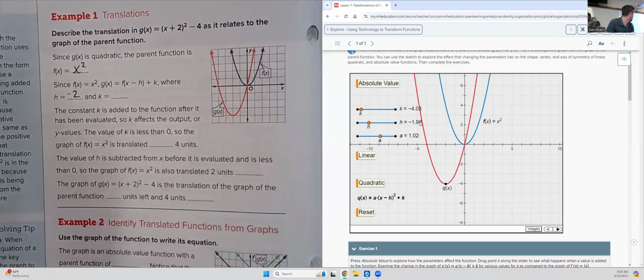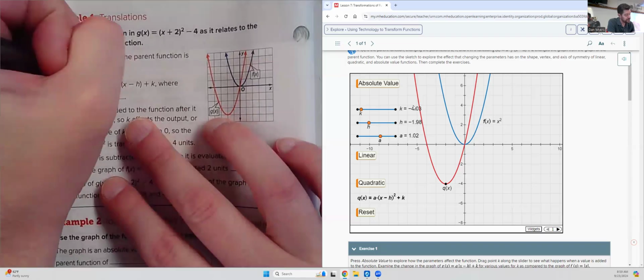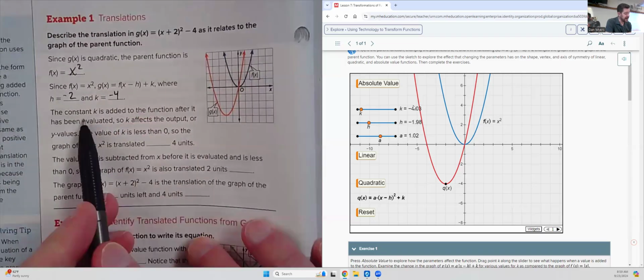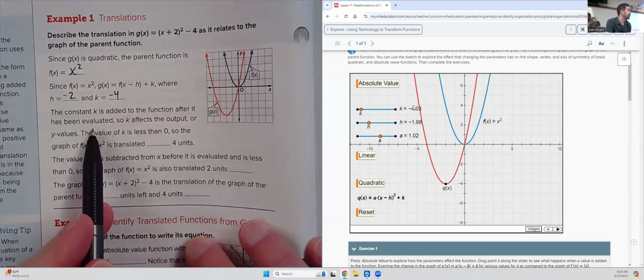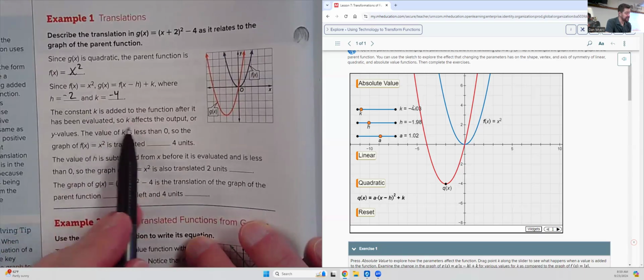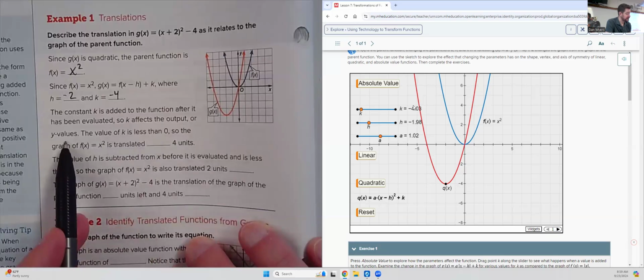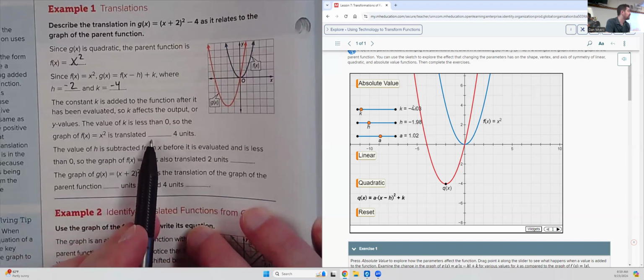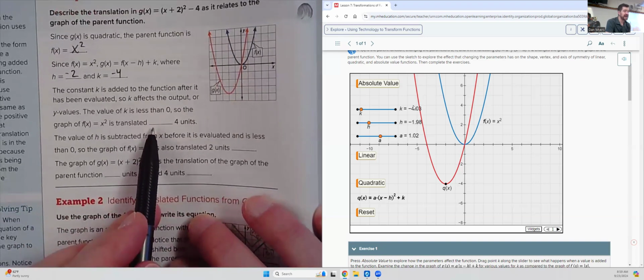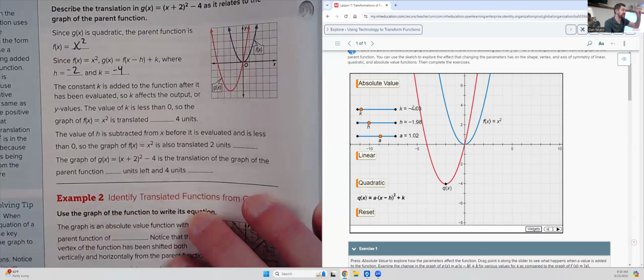What's our k value over here? -4. The constant value of k is added to the function after it has been evaluated. You're adding it to the y value so that k affects the output or the y values. If you are subtracting it, that means that k is less than 0, so the graph is translated what direction? If k is negative, k affects up versus down. K is a negative value, so it moved it down 4 units.